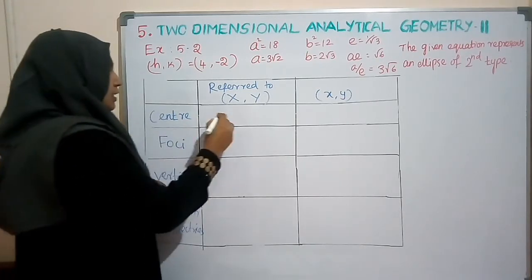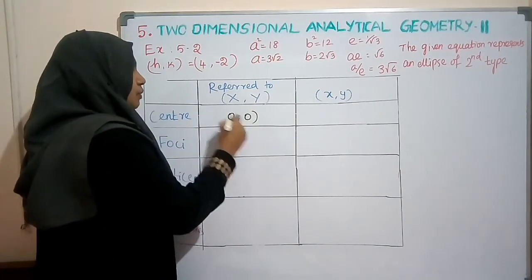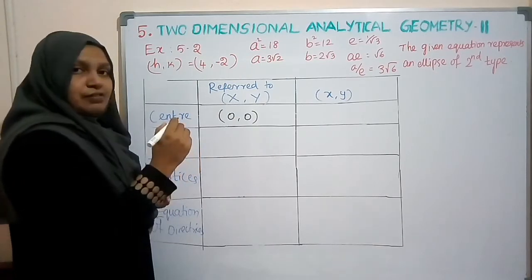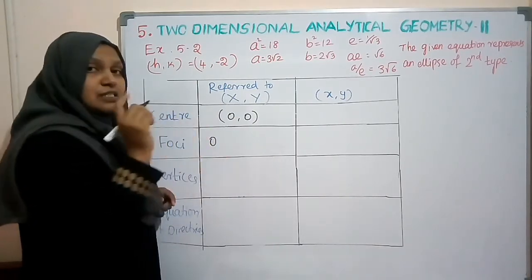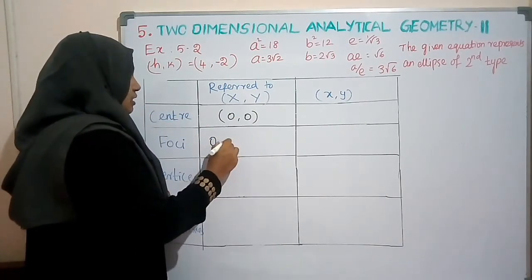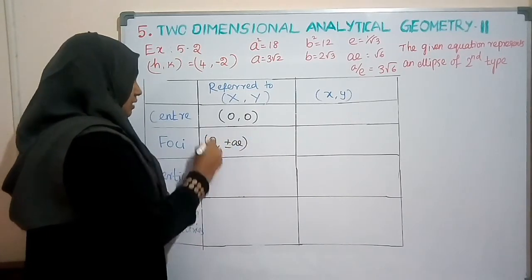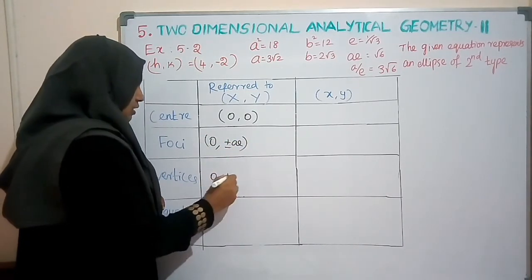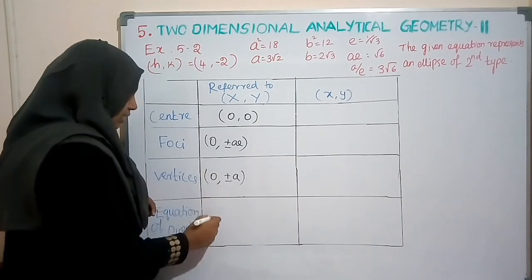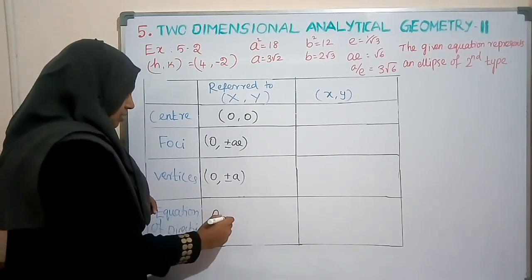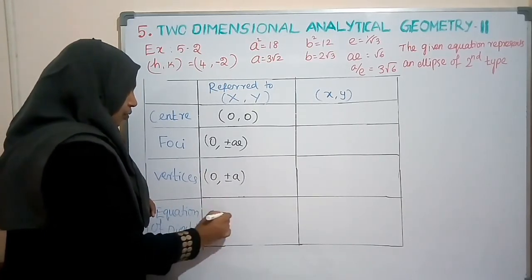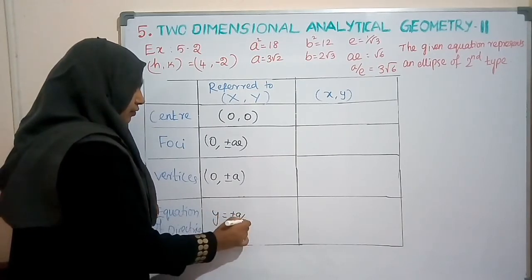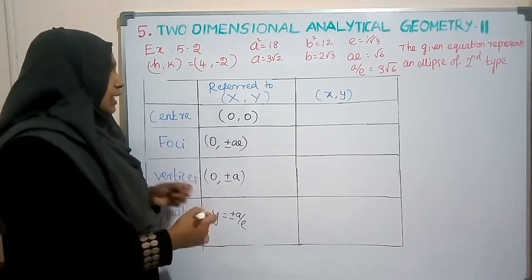So how will you write? The center is 0, 0 and the foci, since it is of the second form, I am writing 0, plus or minus ae. Vertices 0, plus or minus a. And the equation of directrix is y is equal to plus or minus a by e. We have written all the second form formulas, second type formulas.